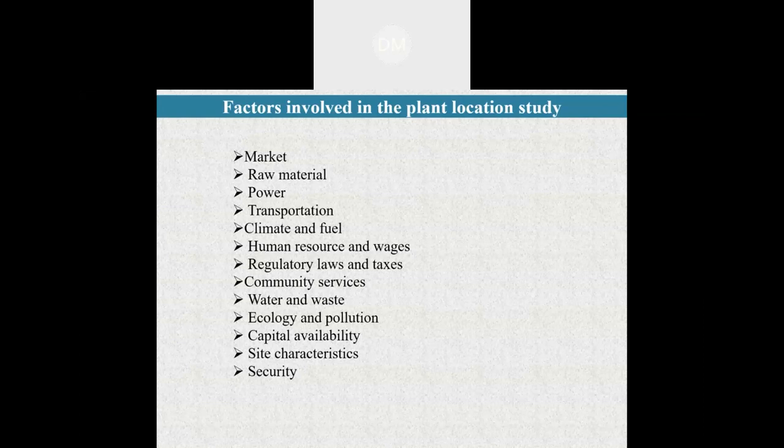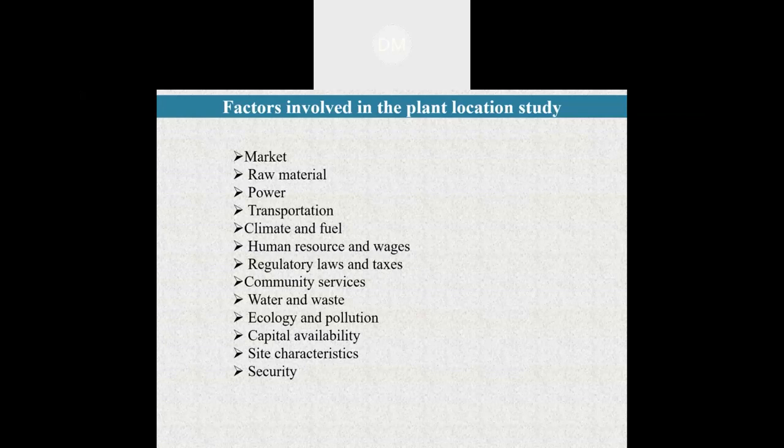Then water and waste treatment. As per our calculation, we need the required water and the volume of waste material. So water and wastewater treatment. Is there any hazardous material in our waste? In which form is our waste material, liquid or solid? Then ecology and pollution, the pollution from our plant.